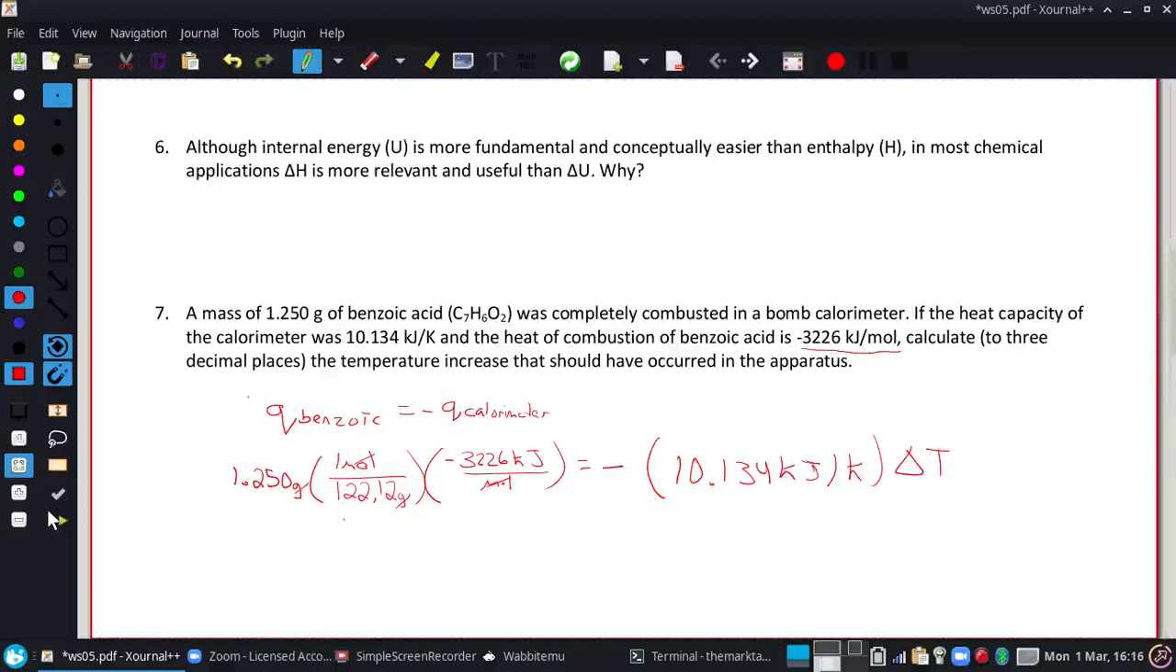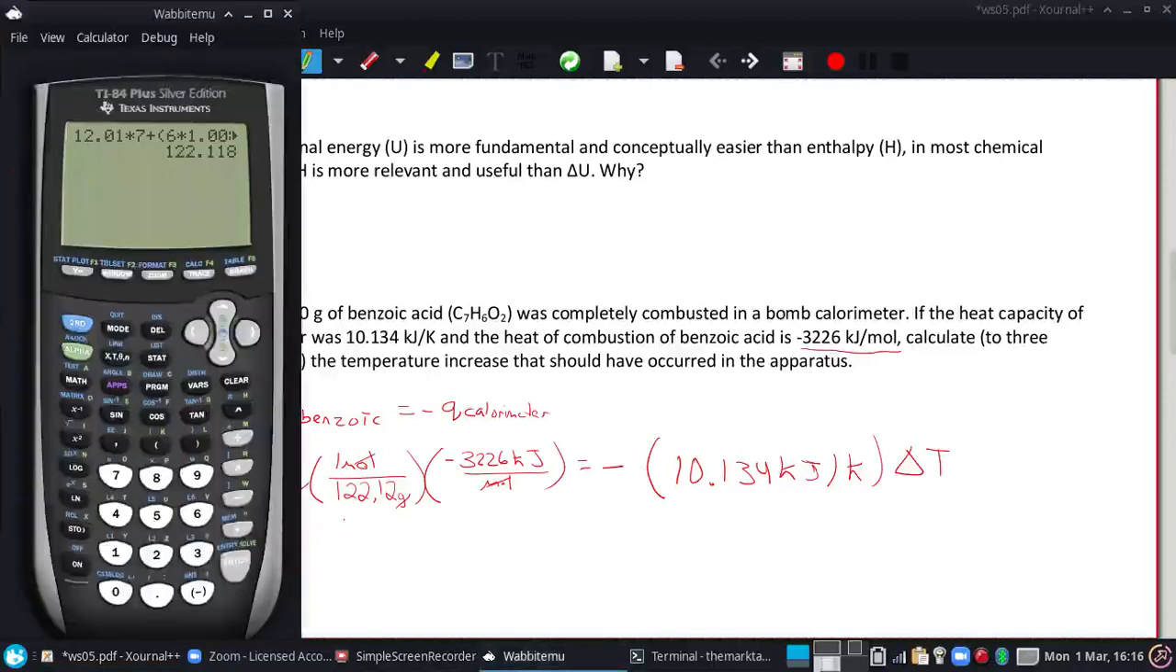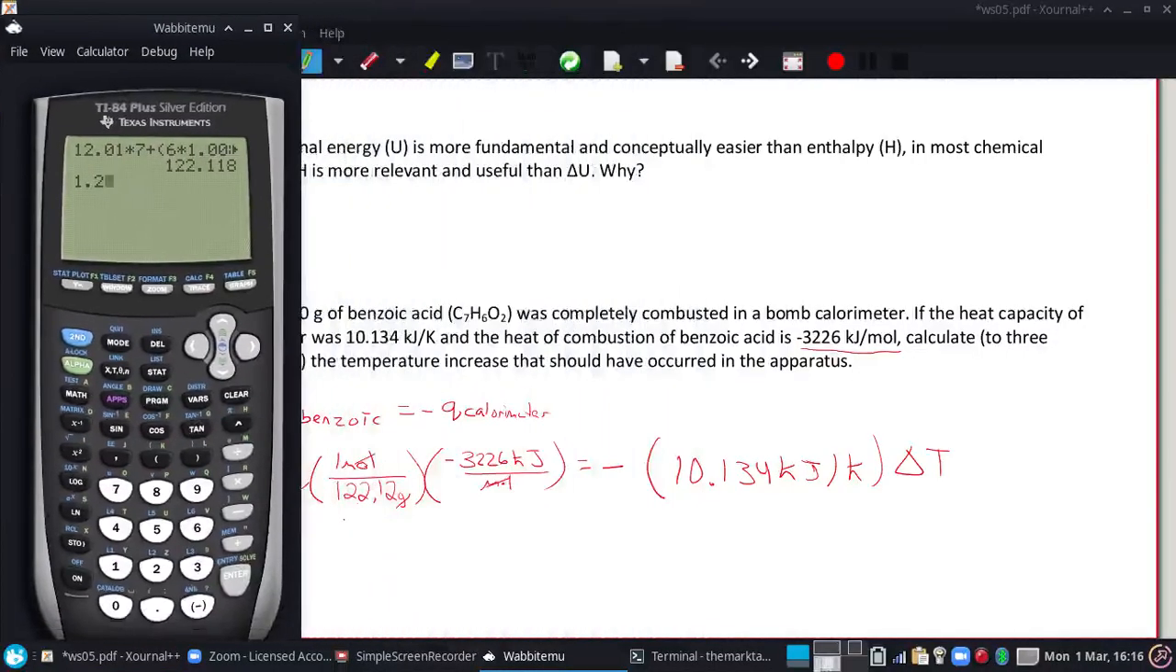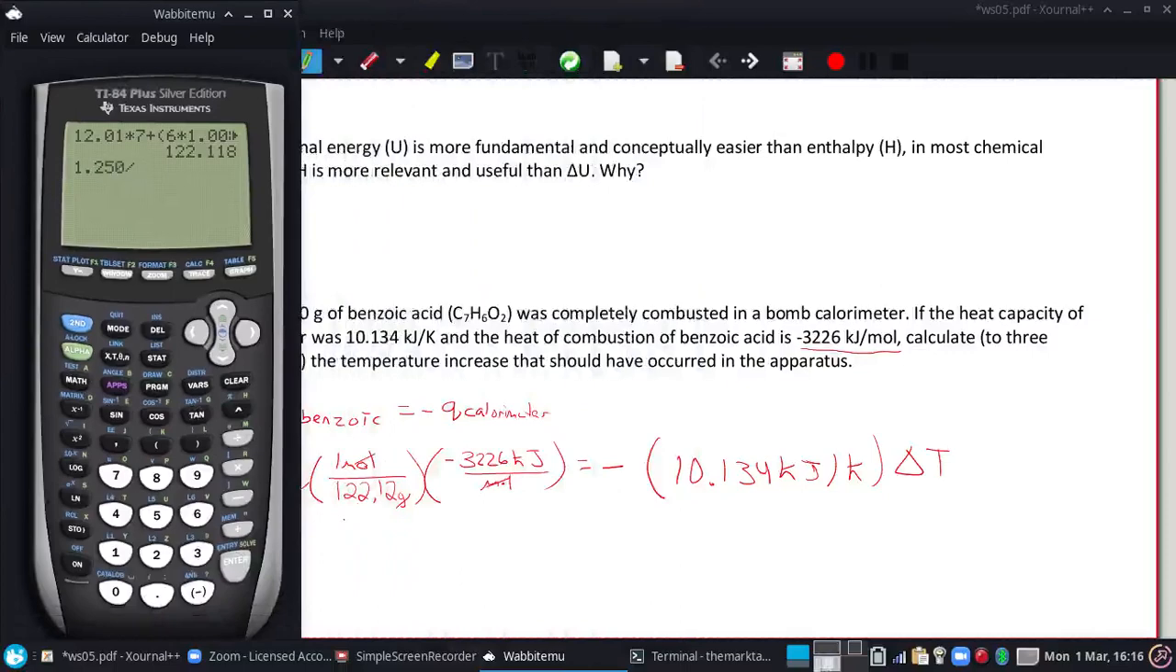Alright, so to do this whole math, we are going to take that 1.250, we're going to divide it by the molecular weight and multiply that by the 3,226. Now I'm ignoring the negative because I'm going to ignore it over here. So I just let them both cancel each other out. Alright, so that is our kilojoules coming out from burning of the benzoic acid. And now we're just going to bring this over to the other side. So divide by 10.134. And we get that the temperature increase is only 3 degrees, but I have 4 significant figures, so 3.258.